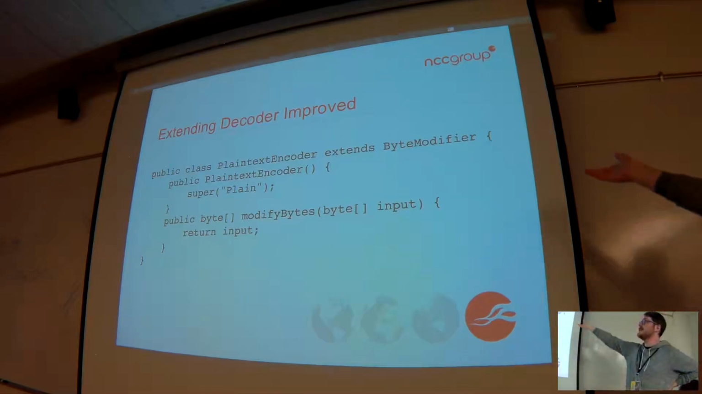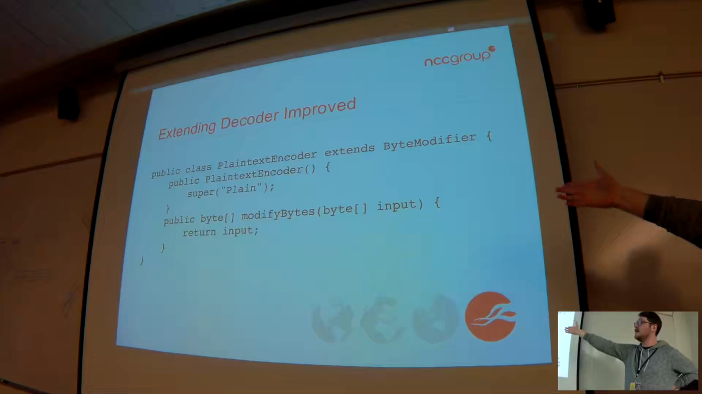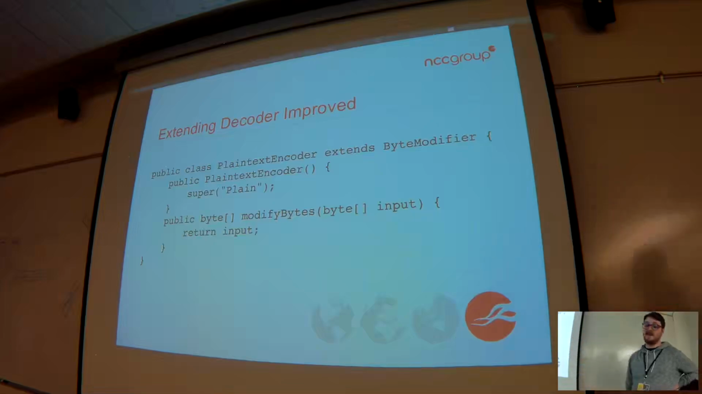As you can see, you just extend one class, you implement the constructor, you just call super with the name of the thing that shows up in the dropdown, and then the modify bytes class. For this, it's super easy, it just returns the same thing.